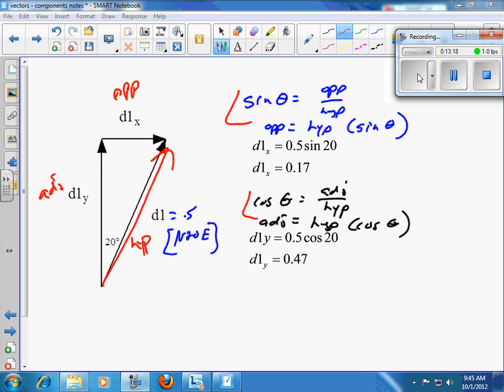The second vector here is 0.3 kilometers away due west. Okay, so this one's a little bit different because it's straight west.